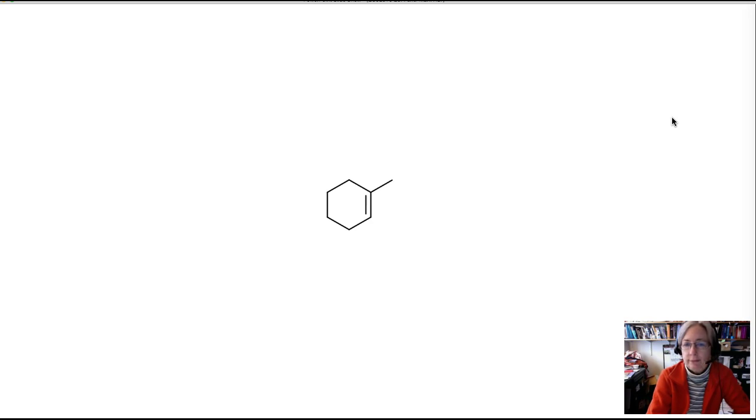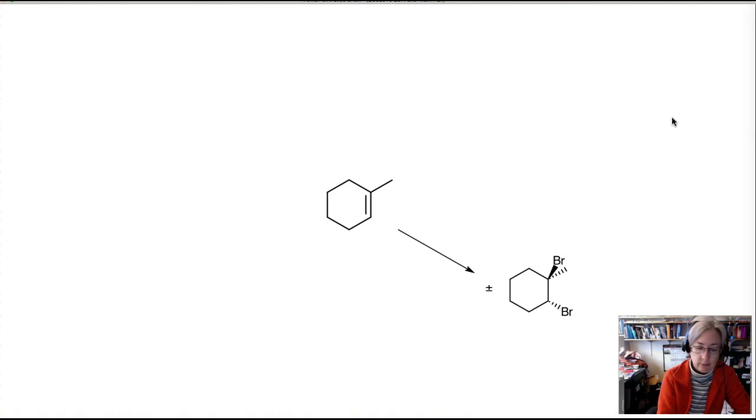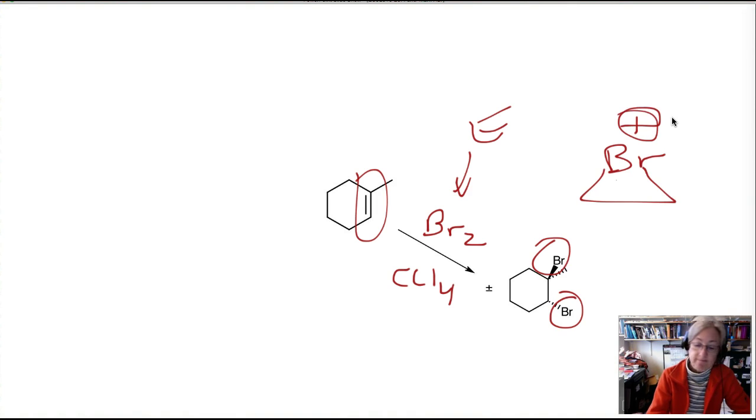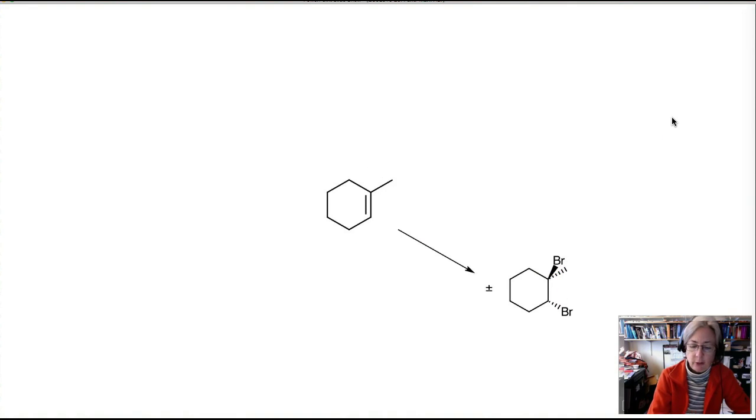So a little review. Here we have an unsymmetrical alkene. If we add bromine to it, in our good old-fashioned, say, Br2, CCl4, we know we get trans addition to the double bond. This is my electrophile. That's my nucleophile. We're good. And stereochemistry, anti-addition because of the bromonium ion intermediate. Looks good to me. So we know how to do 1,2 dibromo addition to an alkene.